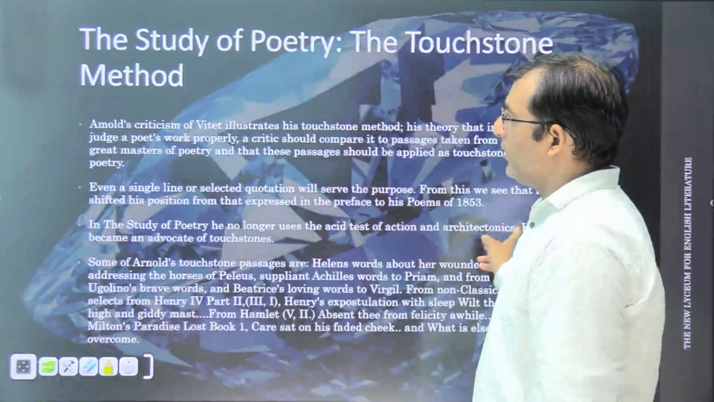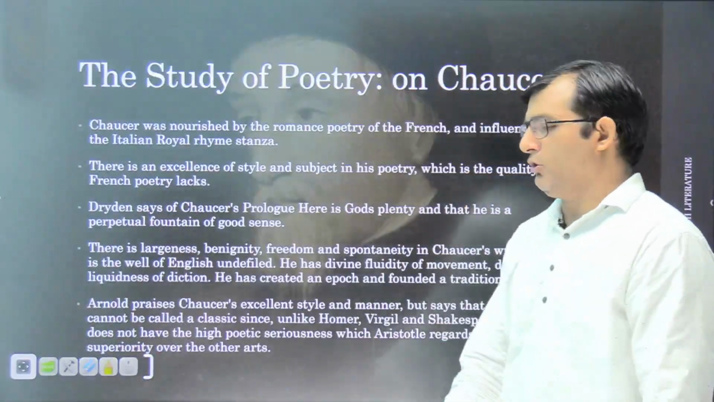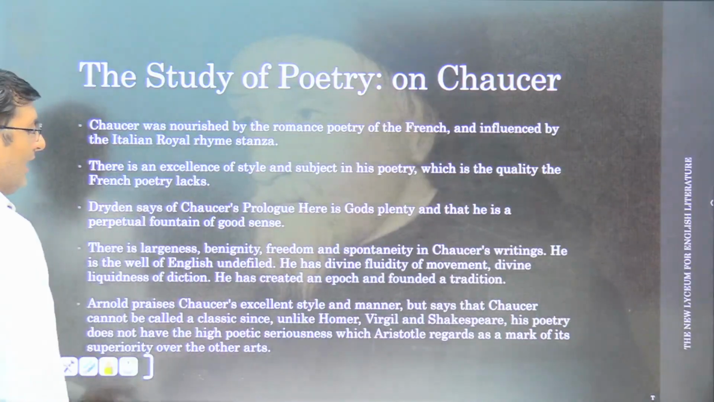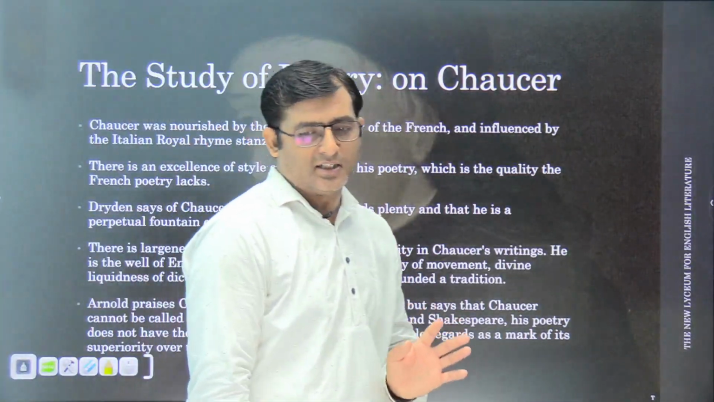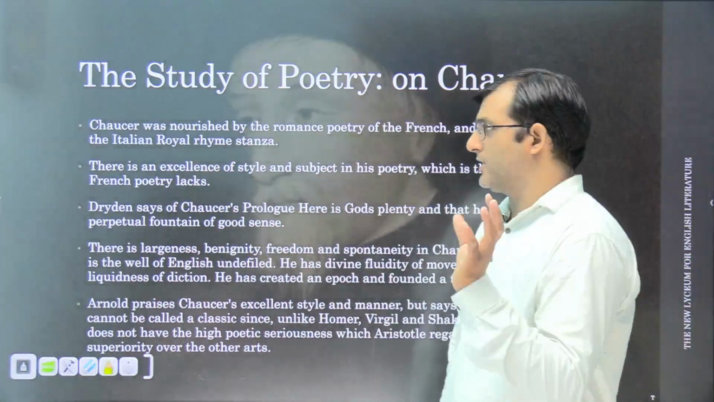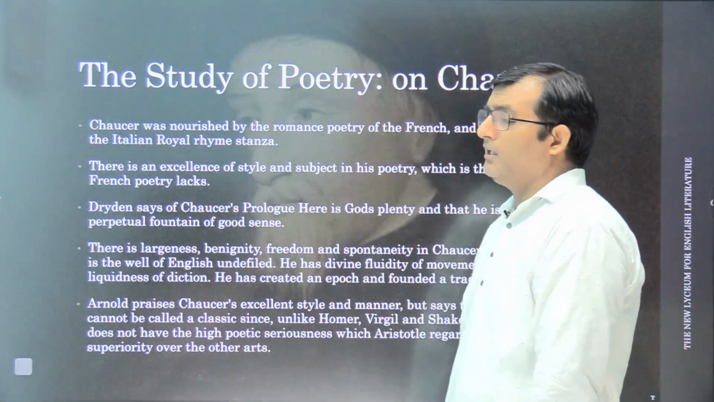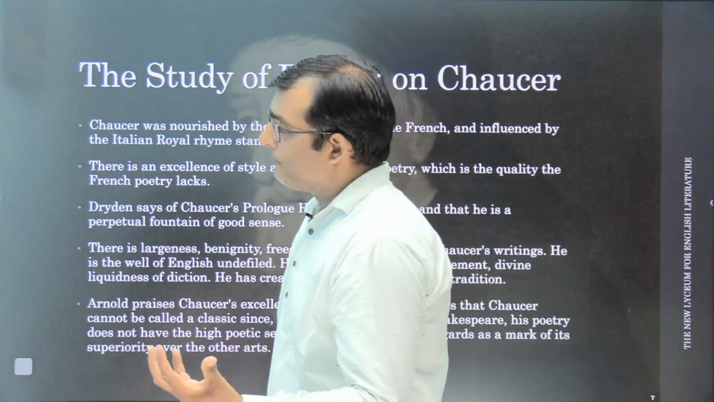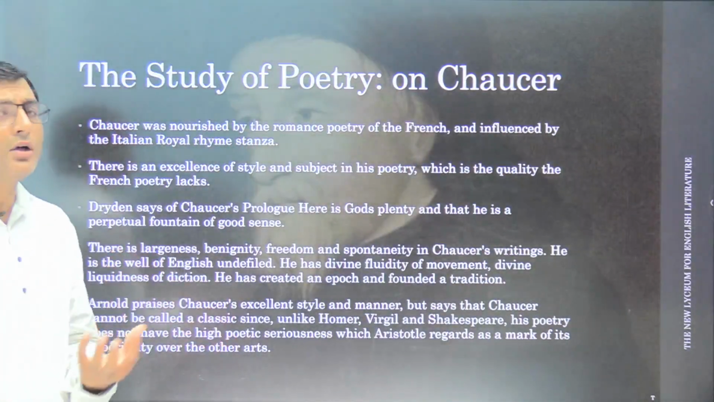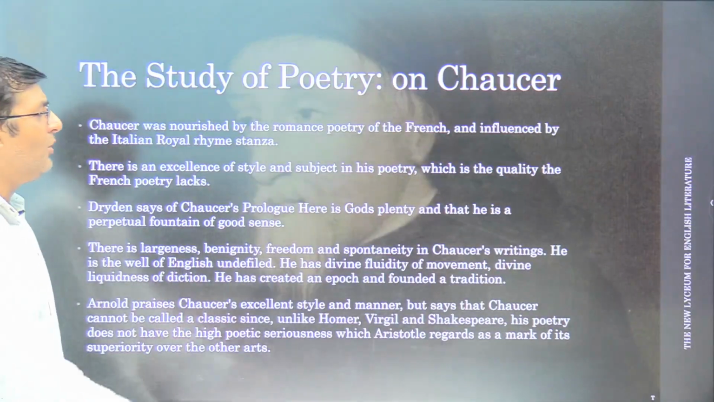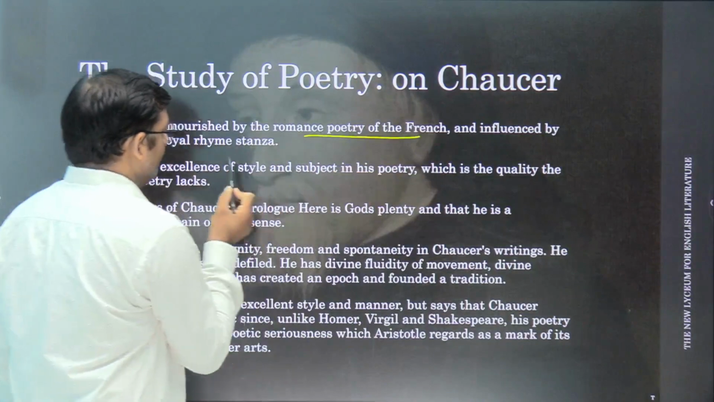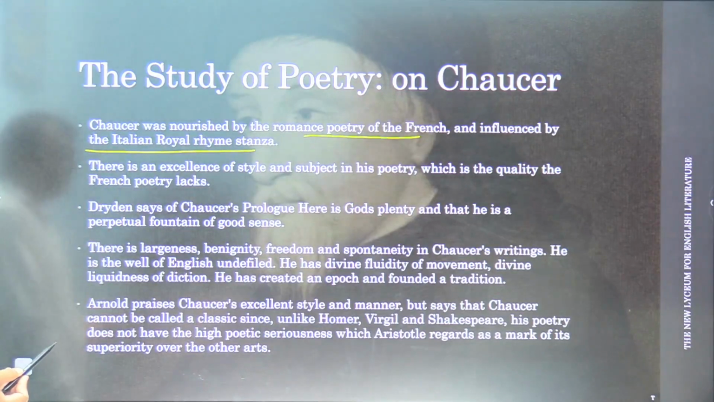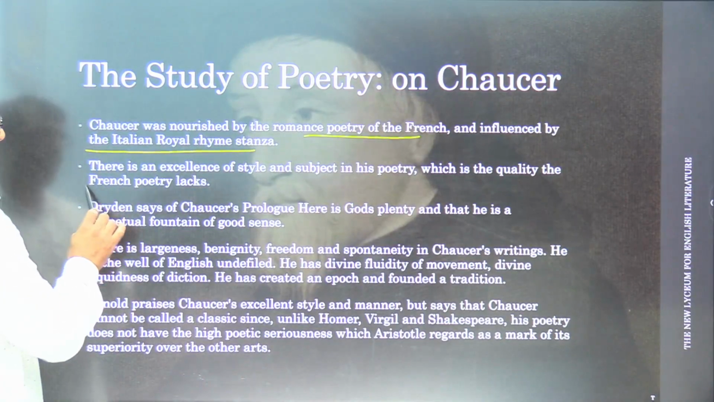And then I come to his Study of Poetry on Geoffrey Chaucer. I told you about Geoffrey Chaucer. He criticized Chaucer on only one ground, and that is that Chaucer lacks high seriousness. Chaucer has all the qualities of the great poets, only one was missing, high seriousness. And why did he lack high seriousness? Because Chaucer was influenced, inspired and nourished by the romance poetry of the French, and he was influenced by the Italian rhyme royal stanza. There is an excellence of style and subject in his poetry, which is the quality French poetry lacks.